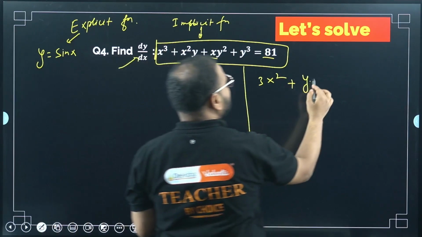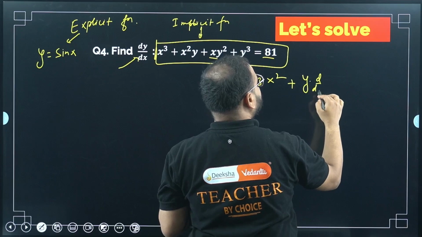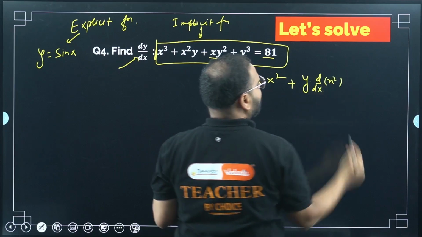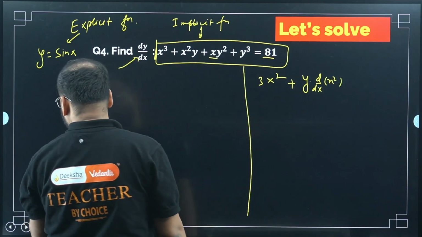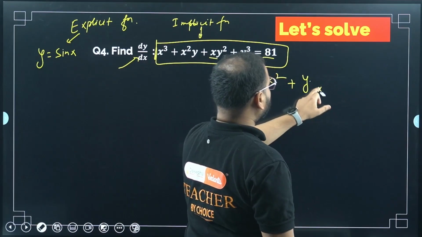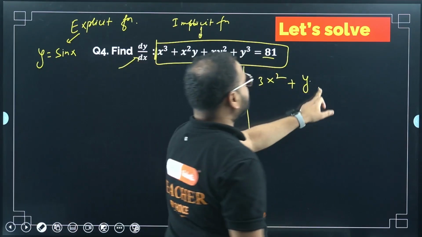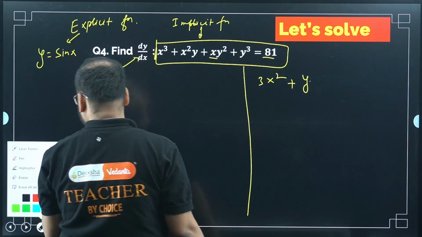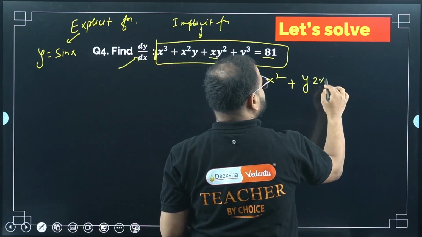What happened to this thing? Differentiation of x square, how much is that? Same way, 2x. So I can rewrite this as only 2x. Just to show you, I wrote it like this. So differentiation of y x square will be 2x, sir. This is done.